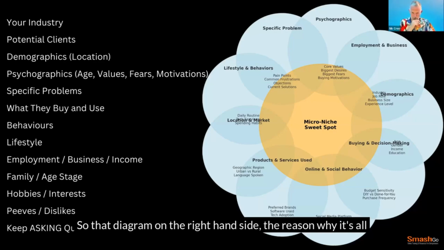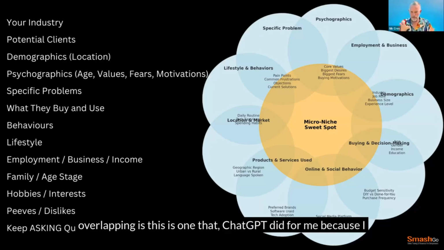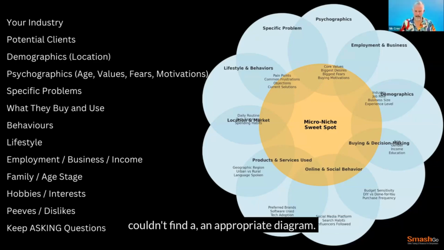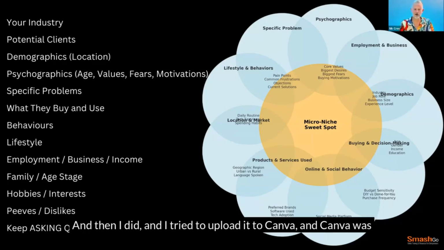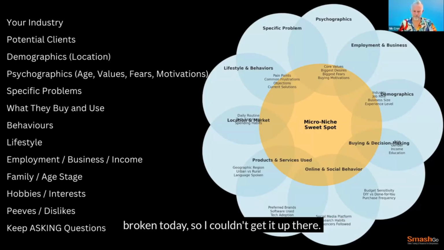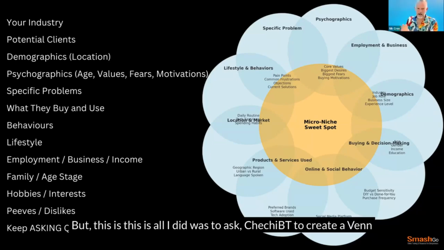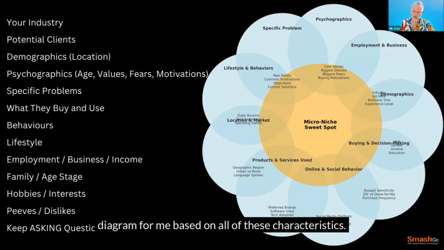So that diagram on the right-hand side, the reason why it's all overlapping is this is one that ChatGPT did for me because I couldn't find an appropriate diagram. And then I did, and I tried to upload it to Canva, and Canva was broken today, so I couldn't get it up there. But all I did was ask ChatGPT to create a Venn diagram for me based on all of these characteristics.